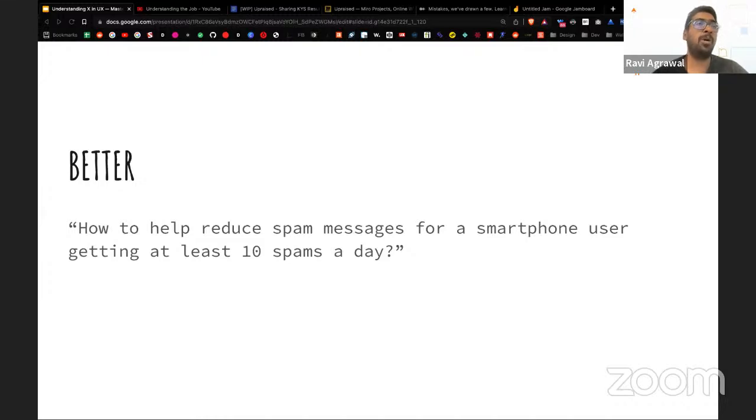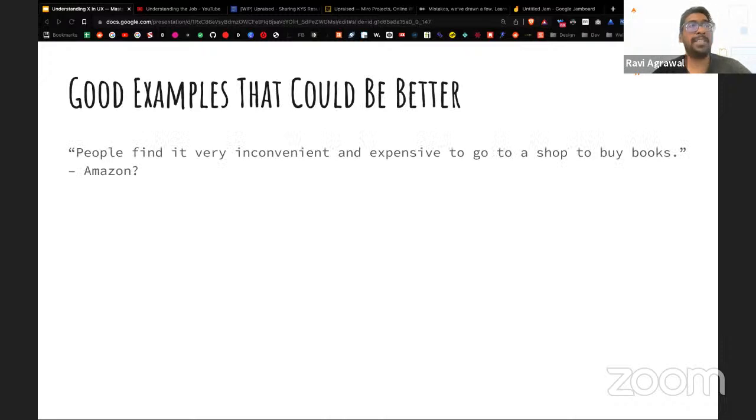It's very, very important to articulate your problem statement well, right? There are some good examples of problem statements that I want to share with you that you can take away and try to make better, right? People find it very inconvenient and expensive to go to a shop to buy books. Now that's a problem statement. You can't say that I want to improve Flipkart as a problem statement. That is a solution. That is not a problem statement. What is the problem, right? And probably this is the statement that Amazon started out with.